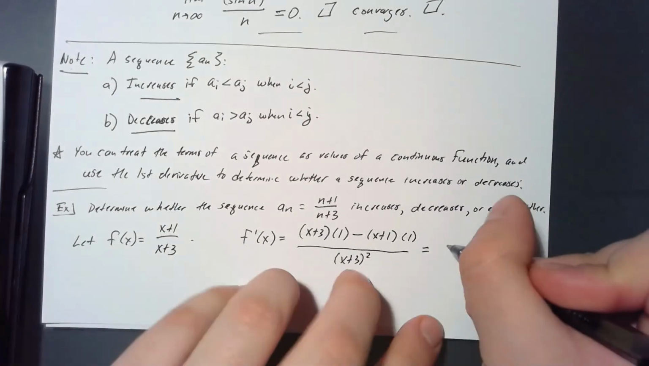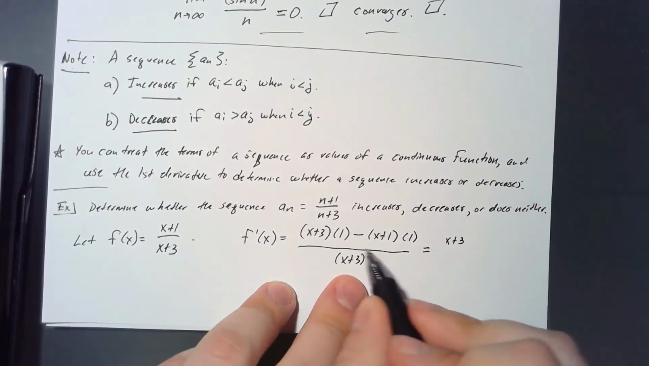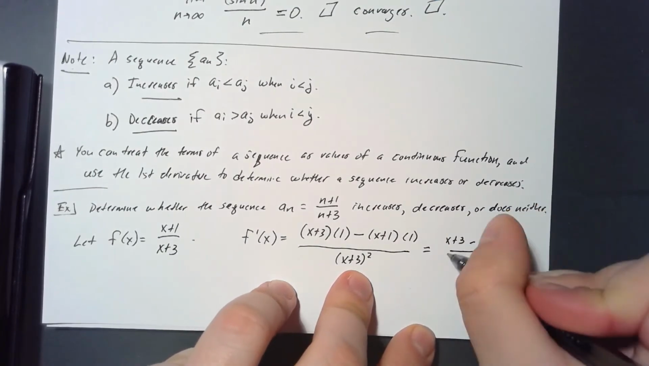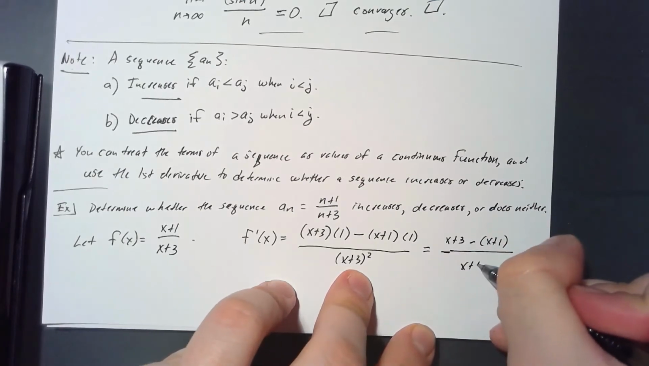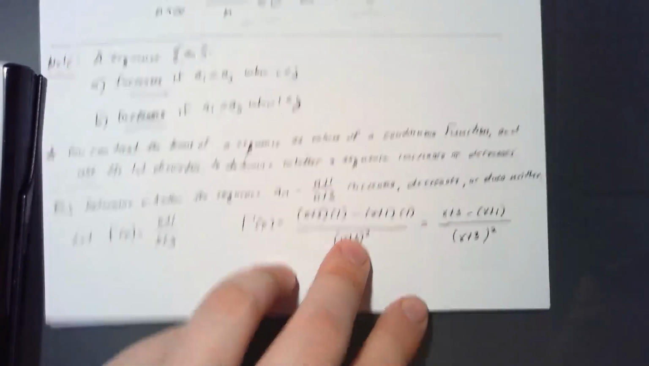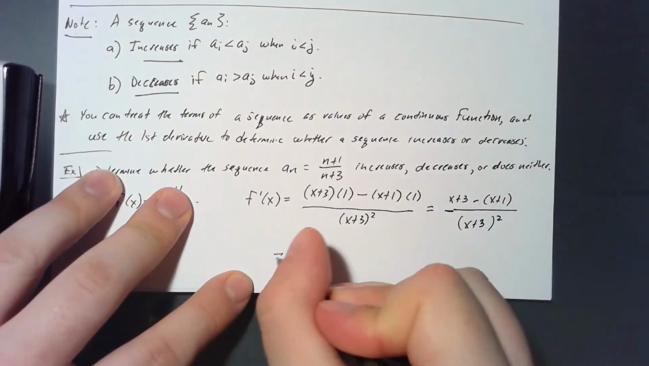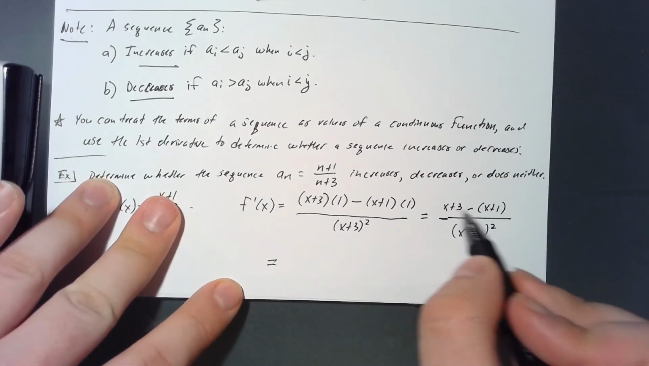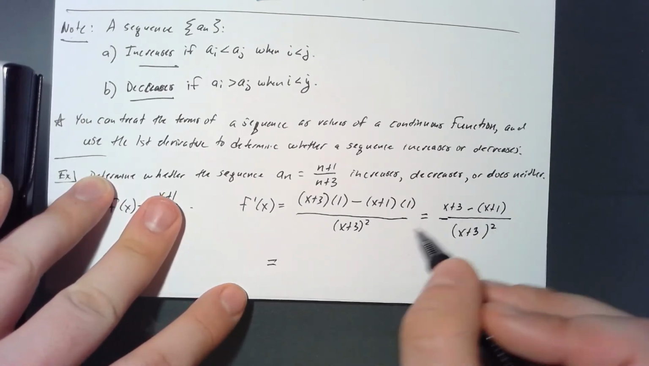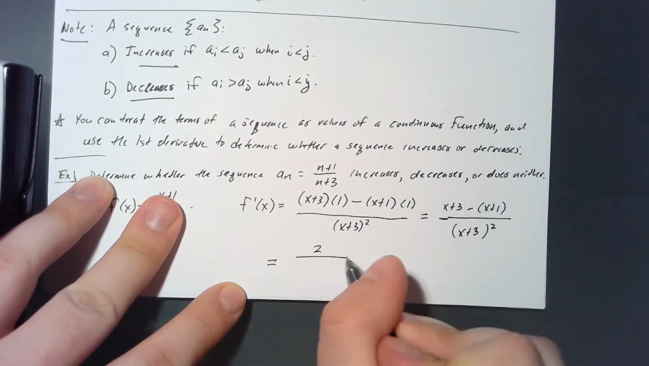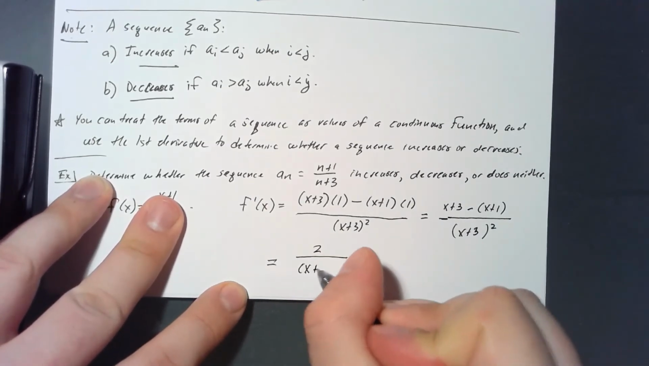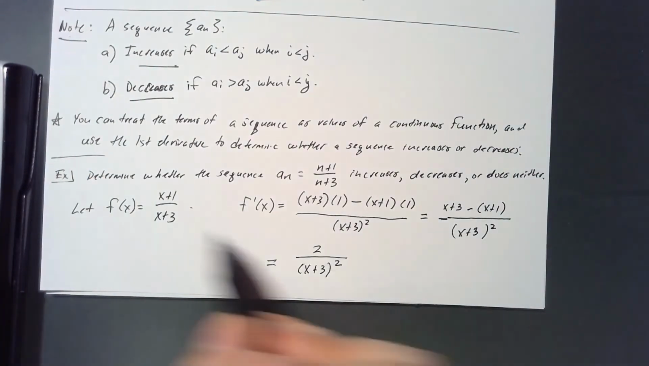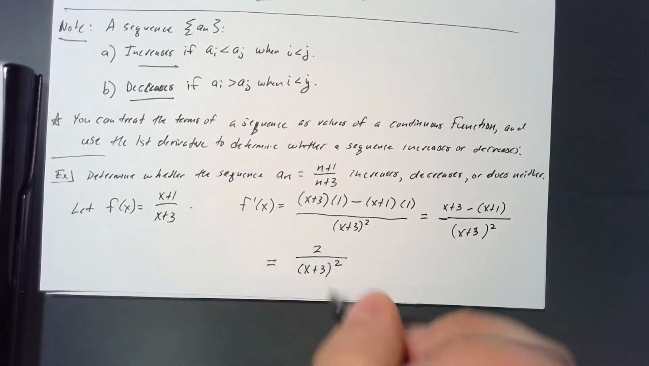I have x plus 3 minus x plus 1 all over x plus 3 squared. So now if I continue with that, I'll distribute the negative here, combine like terms. So the x's will cancel. I'll have 3 minus 1, which is 2, all over x plus 3 quantity squared. All right. So the derivative of this is this. So this is the first derivative.